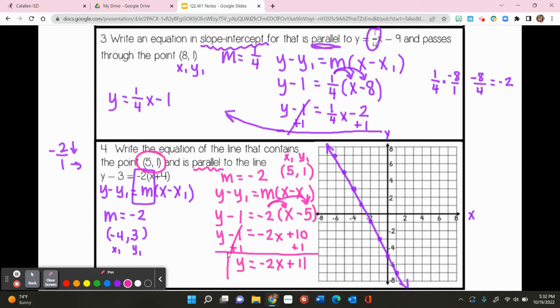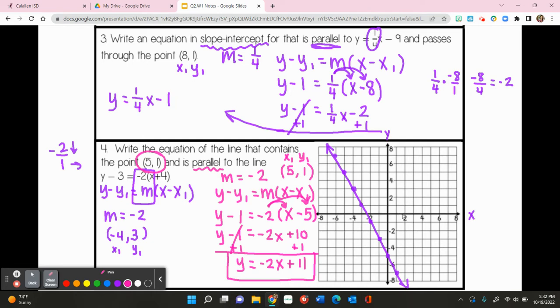So here is the equation of the line that contains the point (5, 1) and is parallel to the line y minus 3 equals negative 2(x plus 4). But now we run into a problem. I can't exactly graph this in slope-intercept form. It's hard for me to graph. So what we're going to do is go back to our point, (5, 1), and graph that point on our graph.